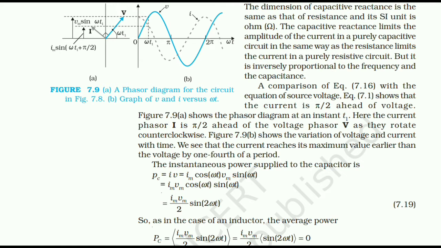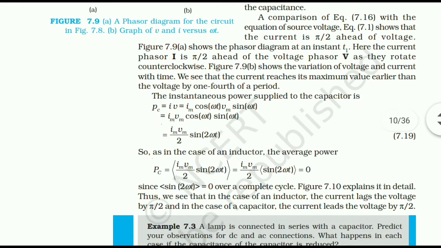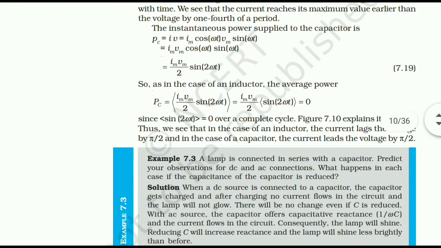The instantaneous power supplied to the capacitor is Pc equals IV, which is equal to Im cos omega t Vm sin omega t, which is equal to Im Vm upon 2 sin 2 omega t. So, as in the case of an inductor, the average power Pc is equal to 0, since sin 2 omega t averages to 0 over a complete cycle.